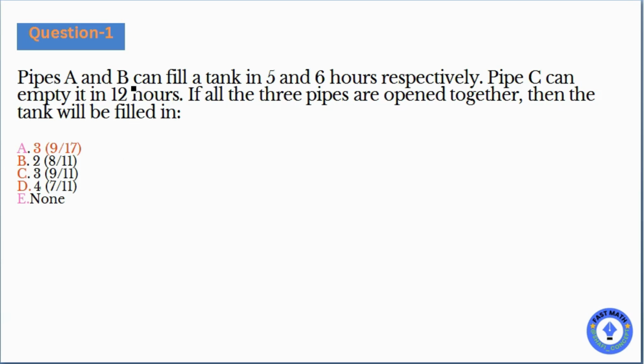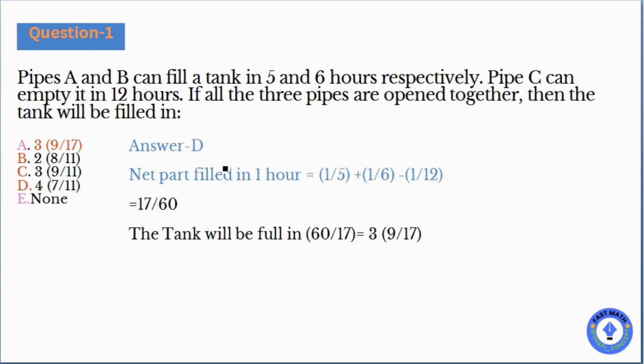If two pipes A and B are filling a tank in 5 and 6 hours respectively, and a pipe C can empty the tank in 12 hours, and all three pipes are open together, then the tank will be filled in how much time? That's the question. Already we have discussed the concept.